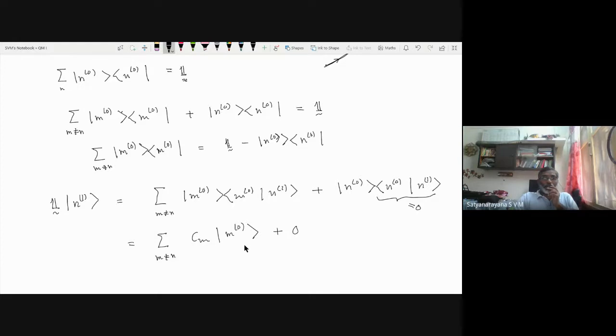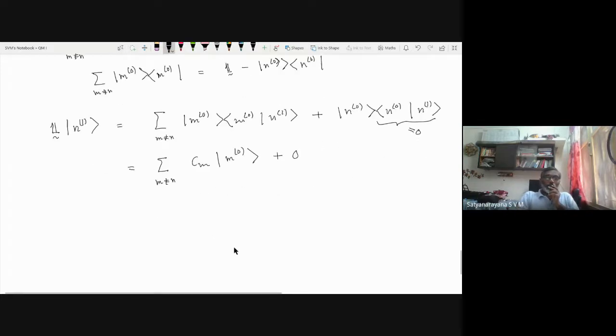So because of that, in this summation, I don't have m equal to n. So there is no problem for the completeness. Completeness is there, but this n1 is chosen such that it has no overlap with n0.